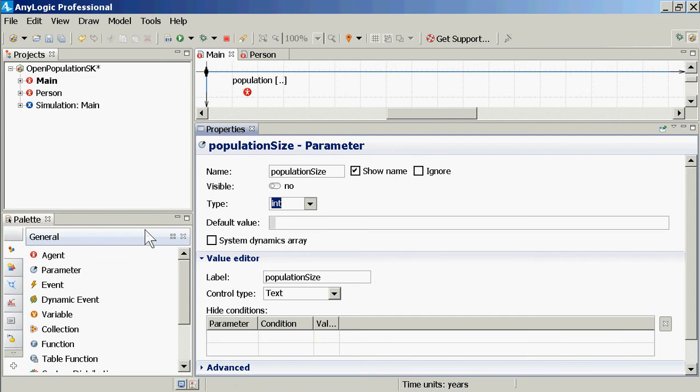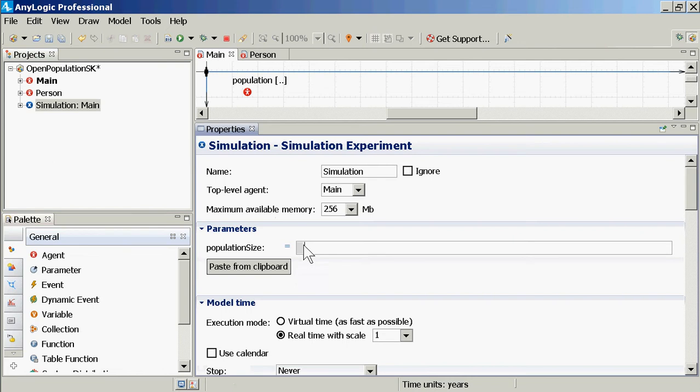So we could fill it in here if we wanted to, or we could just go to simulation and fill it in here. So we need a population of size 100, okay? It's going to be a small population for this one. Okay?